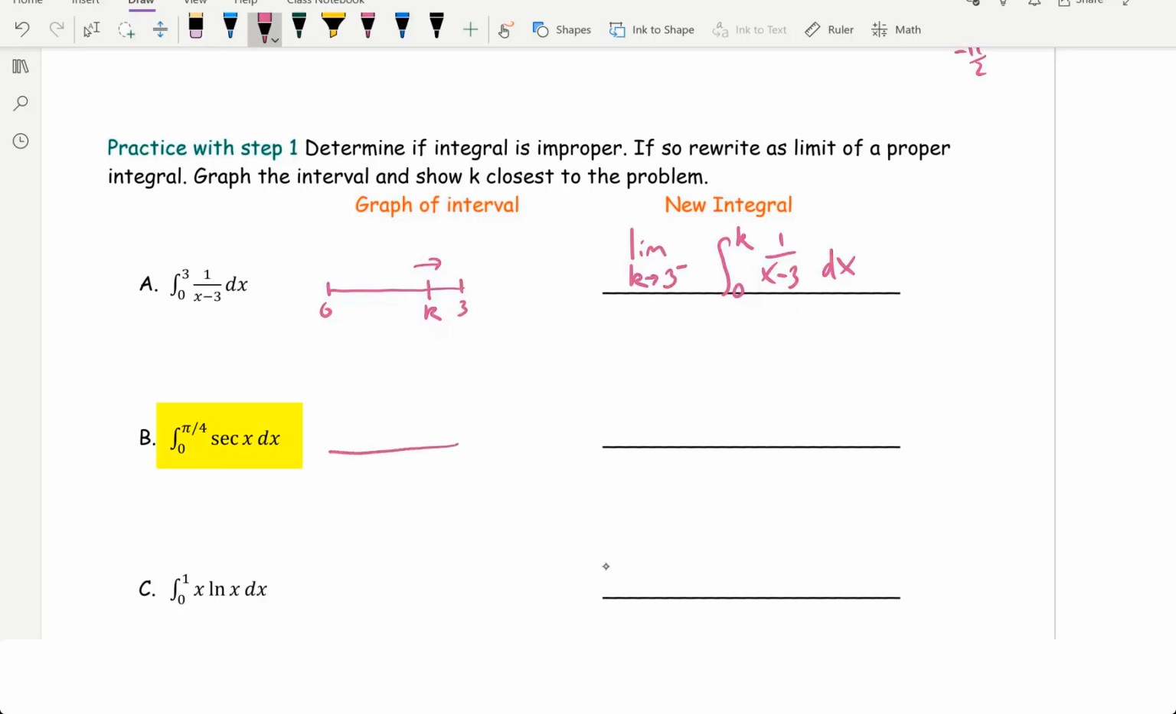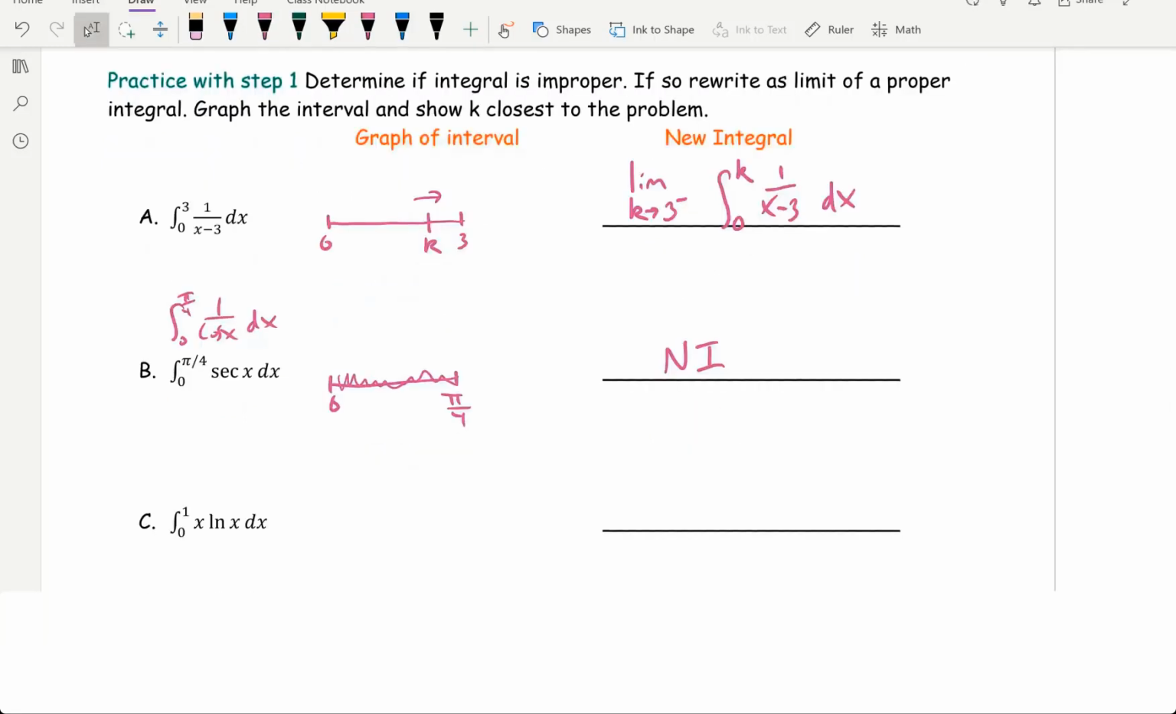Okay, this one, 0 to pi over 4. Now, secant is 1 over cosine. So think of this as the integral from 0 to pi over 4 of 1 over cos x dx, because what we're worried about is 0 in the denominator. Cosine of 0 is 1, so we have no problem there. Cosine of pi over 4 is 1 over root 2, so we have no problem there. And there's no problems in between either. So this guy's not improper. So I'm just going to write NP for not improper. I guess it would be NI.